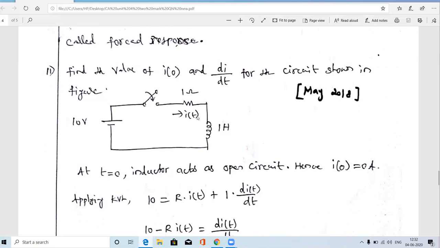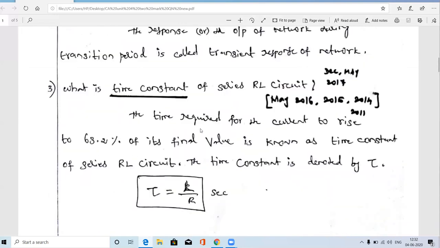When we mention the current, it is not I, it is written as I of t. I of t means the current value is varying with respect to time t. Similarly, the voltage is not V, it is V of t. V of t means the voltage across the particular component is varying with respect to time. This type of response we call a transient response.